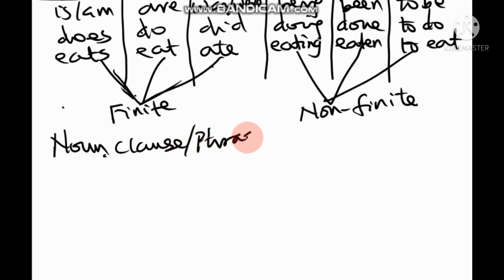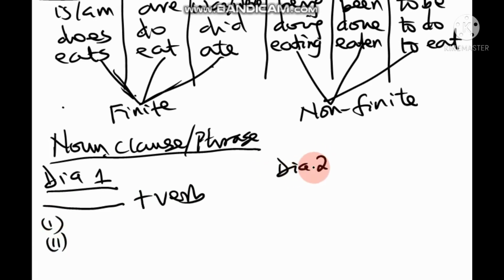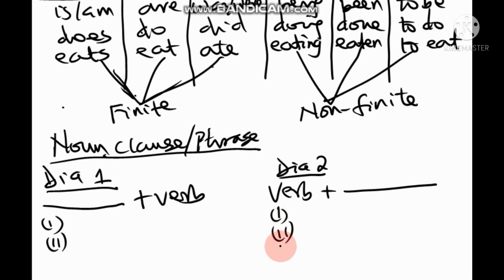Now we are going to use a very simple method in getting this, and I call it the diagram method. So let us call them diagram 1 and diagram 2. Diagram 1 gives us underlined word plus verb. They ask us what is the grammatical name and what is the function. Diagram 2 gives us verb plus underlined words. They ask us what is the grammatical name and what is the grammatical function. Okay, now watch.